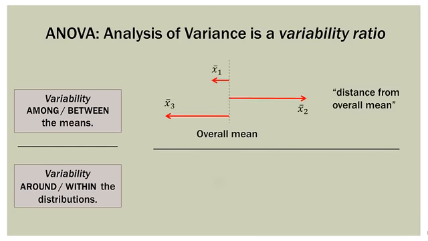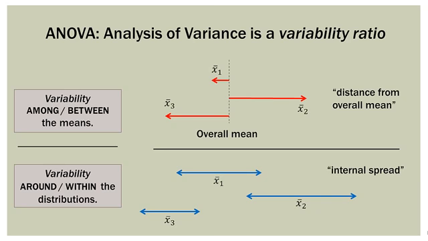Remember, in the first type we had an overall mean and then the distance of each sample mean from that. You can see that represented on the top. And in the bottom we had the variability within the distributions, so their width or spread side to side. On the top, we're talking about distance from the overall mean, and on the bottom, each one's spread or width within its own sample. So distance from the overall mean divided by the internal spread.